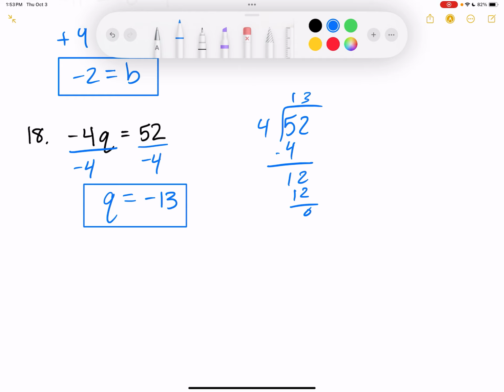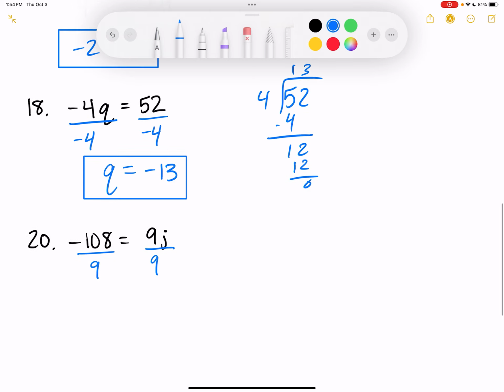Let's see, 20. -108 equals 9J. What would I need to do with this one? Divide by 9. And -108 divided by 9 is -12, equals J.